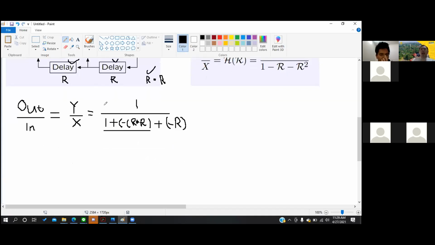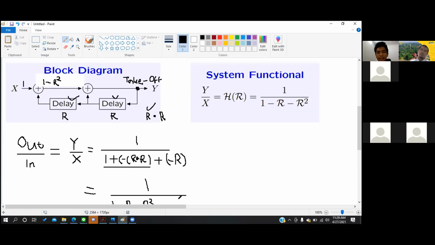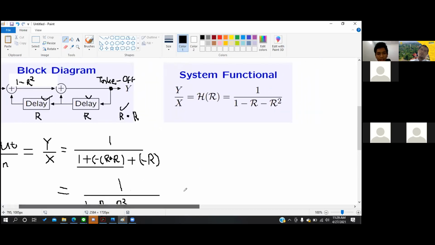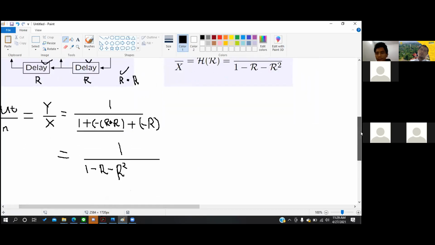Now, since we already have this equation, we can simplify it into 1 divided by 1 minus r squared. And there we go. That's how we have the system functional equation of the block diagram.